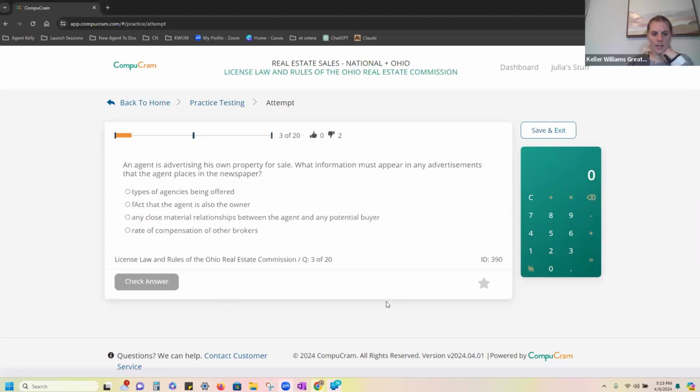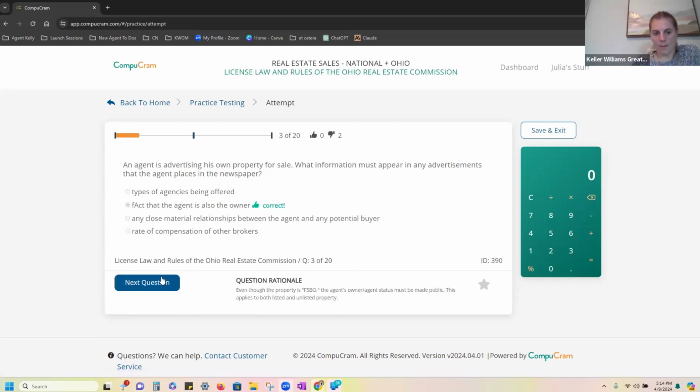All right. An agent is advertising his own property for sale. What information must appear in any advertisements that the agent places in the newspaper? A, types of agencies being offered. B, fact that the agent is also the owner. C, any close material relationships between the agent and any potential buyer. Or D, rate of compensation of other brokers. Right, good job. And it's going to be B. They must disclose that they are the owners.